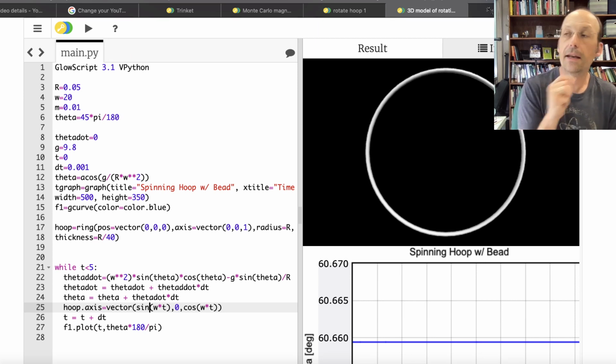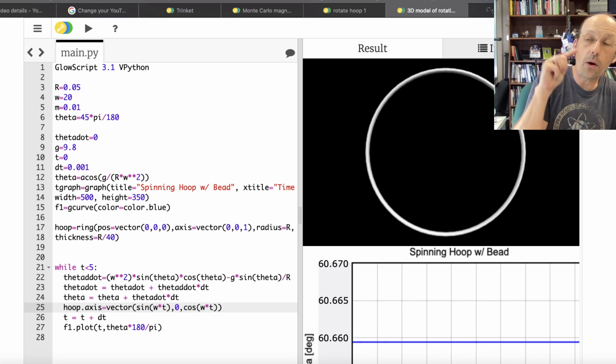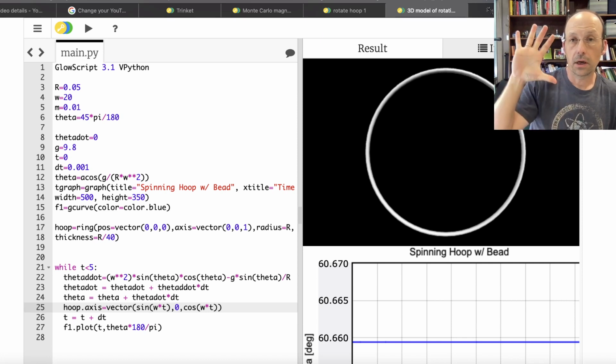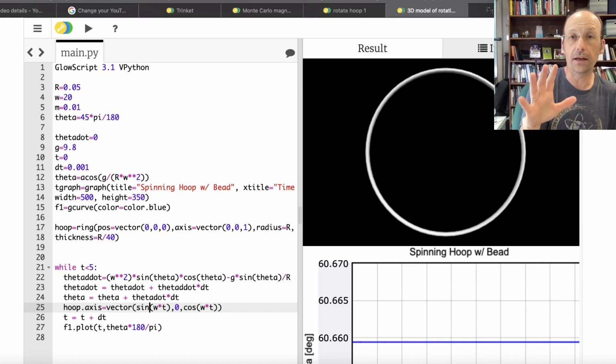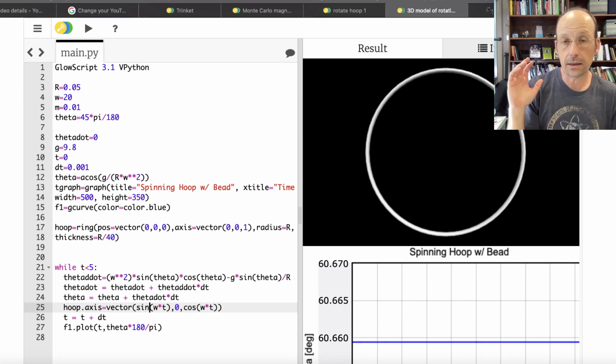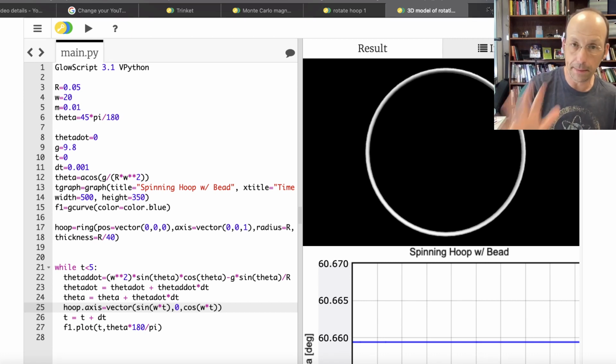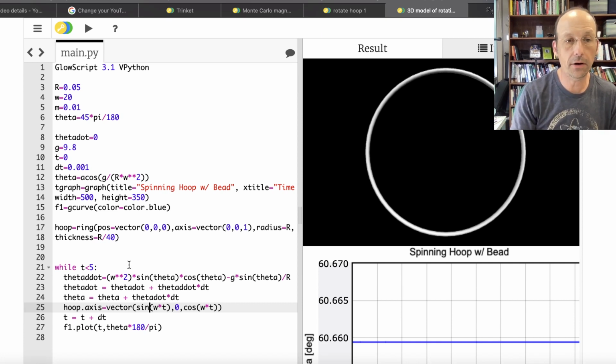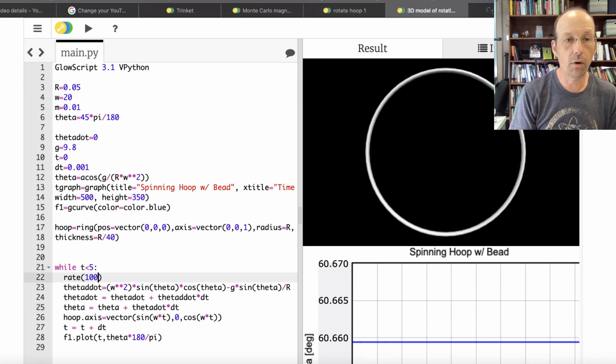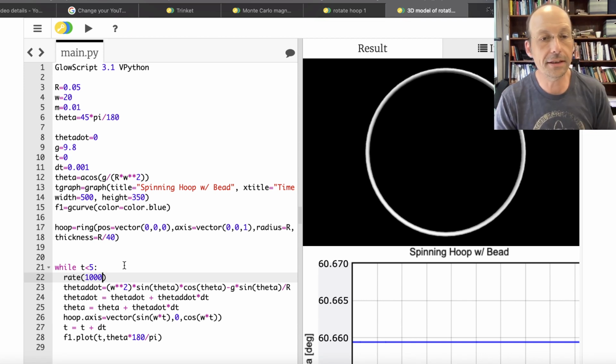Okay, now there's another thing. If I want to animate this motion, then I have to tell Python how fast to move things. It's going to go as fast as it can, unless I tell it, hey, slow down. So I can go up here into my loop and put rate of 1,000. Now, this says don't do any more than 1,000 loops per second. And I have a time step of 1/1000th of a second. So that would be real time. Now, I think 20 radians per second is a little fast, but let's just do it anyway.